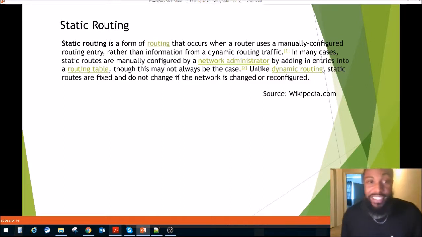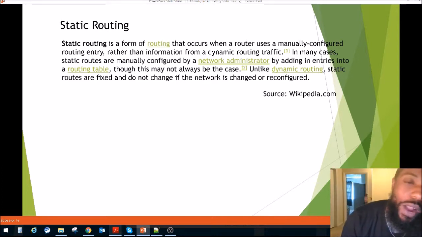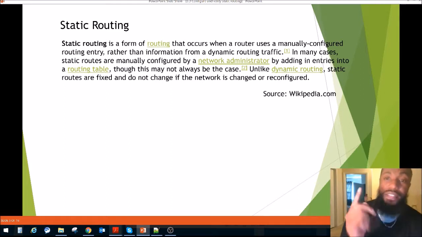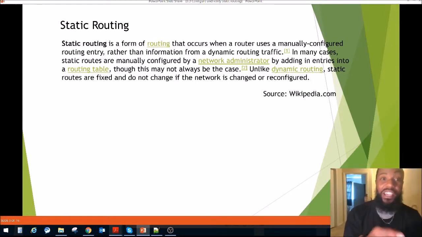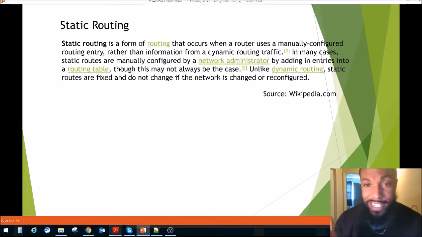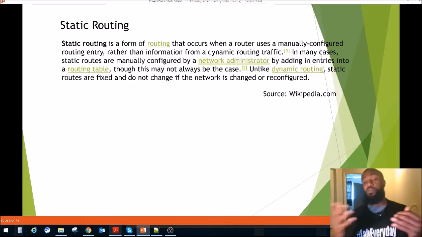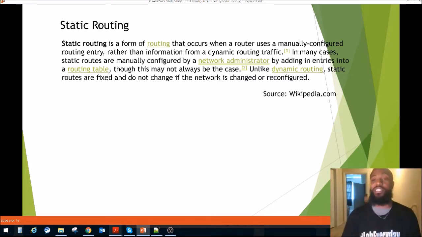route. A static route is defined as a form of routing that occurs when a router uses a manually configured routing entry rather than information from a dynamic routing traffic. I think that was wrong. And this is why I should not be trusting Wikipedia. But luckily I proofread my stuff. This should say rather than information from a dynamic routing protocol. That's what I think it should say. But, as you know, anybody can edit Wikipedia. It is a really trustworthy source, but make sure you are looking it over.